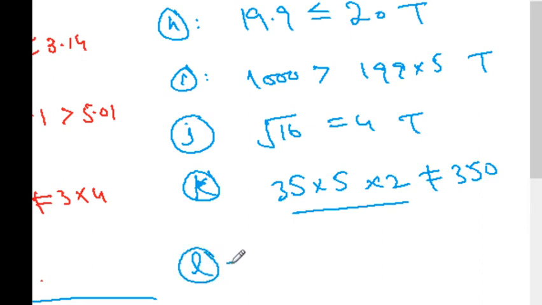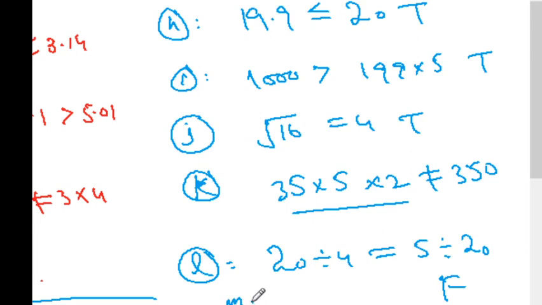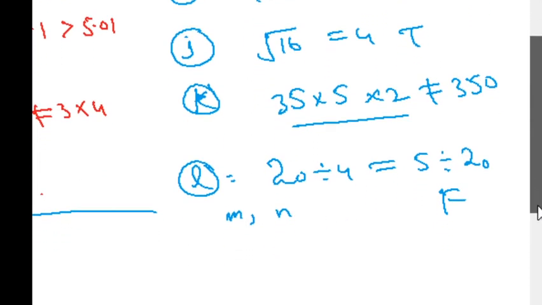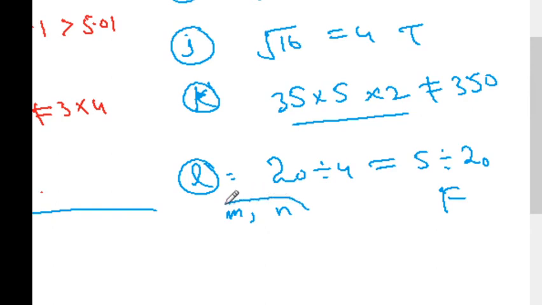L is 20 divided by 4 is equal to 5 divided by 20. No, it's false. Okay, M and N, these parts you can do as homework.